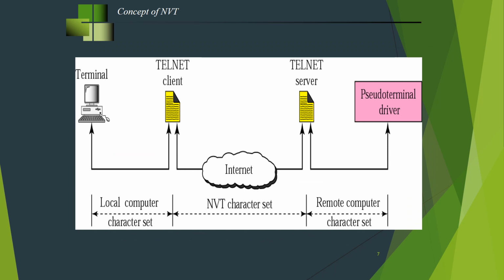Now this network virtual terminal NVT character set is transferred from telnet client to telnet server. NVT is going to use two sets of characters, one for data and another one for control. Both are 8-bit bytes, that is NVT is an 8-bit character set in which the 7 lowest order bits are the same as ASCII and the highest order bit is 0. To send control characters between computers, NVT uses an 8-bit character set in which the highest order bit is set to 1.